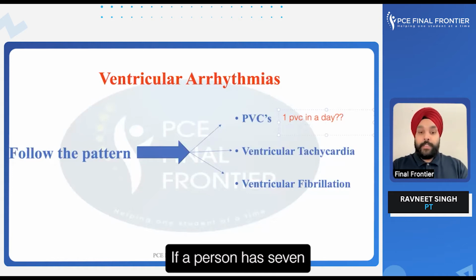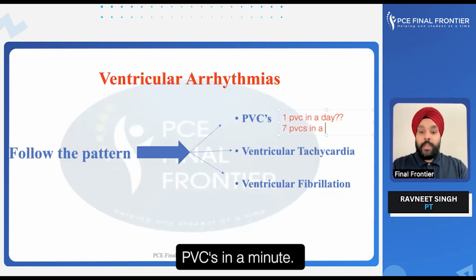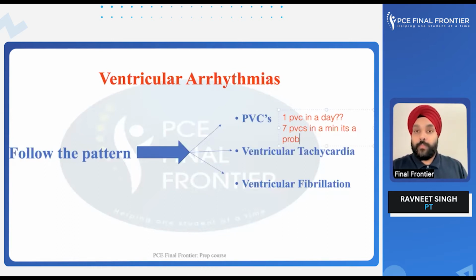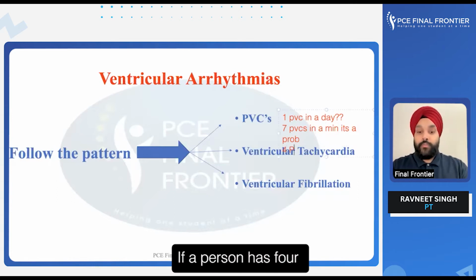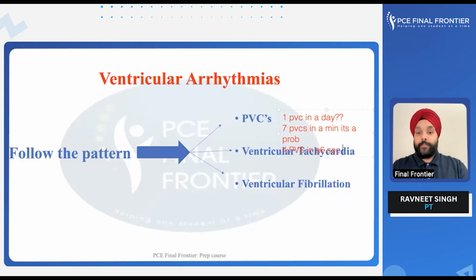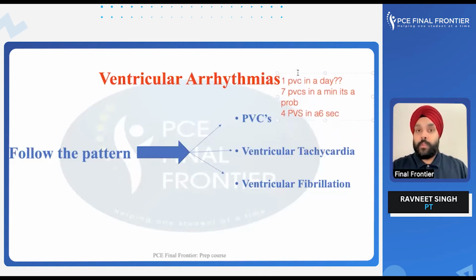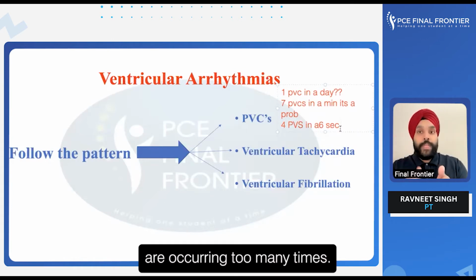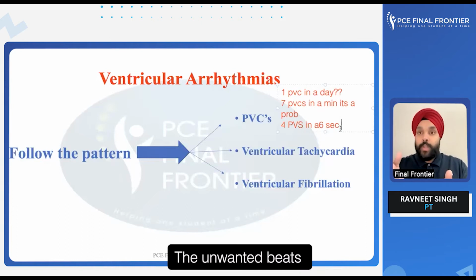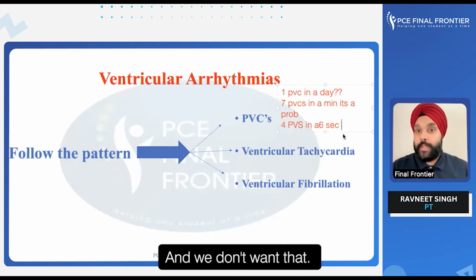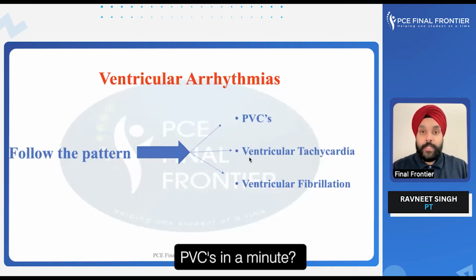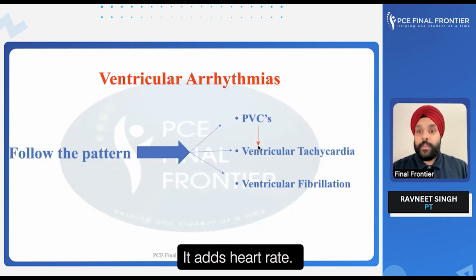If a person has 7 PVCs in a minute, it's a problem. All right? If a person has 4 PVCs in 6 seconds, it's a problem. Which means that the PVCs are occurring too many times. The unwanted beats are occurring too many times, and we don't want that. What happens if there are too many PVCs in a minute? It adds to the heart rate and it becomes tachycardia.